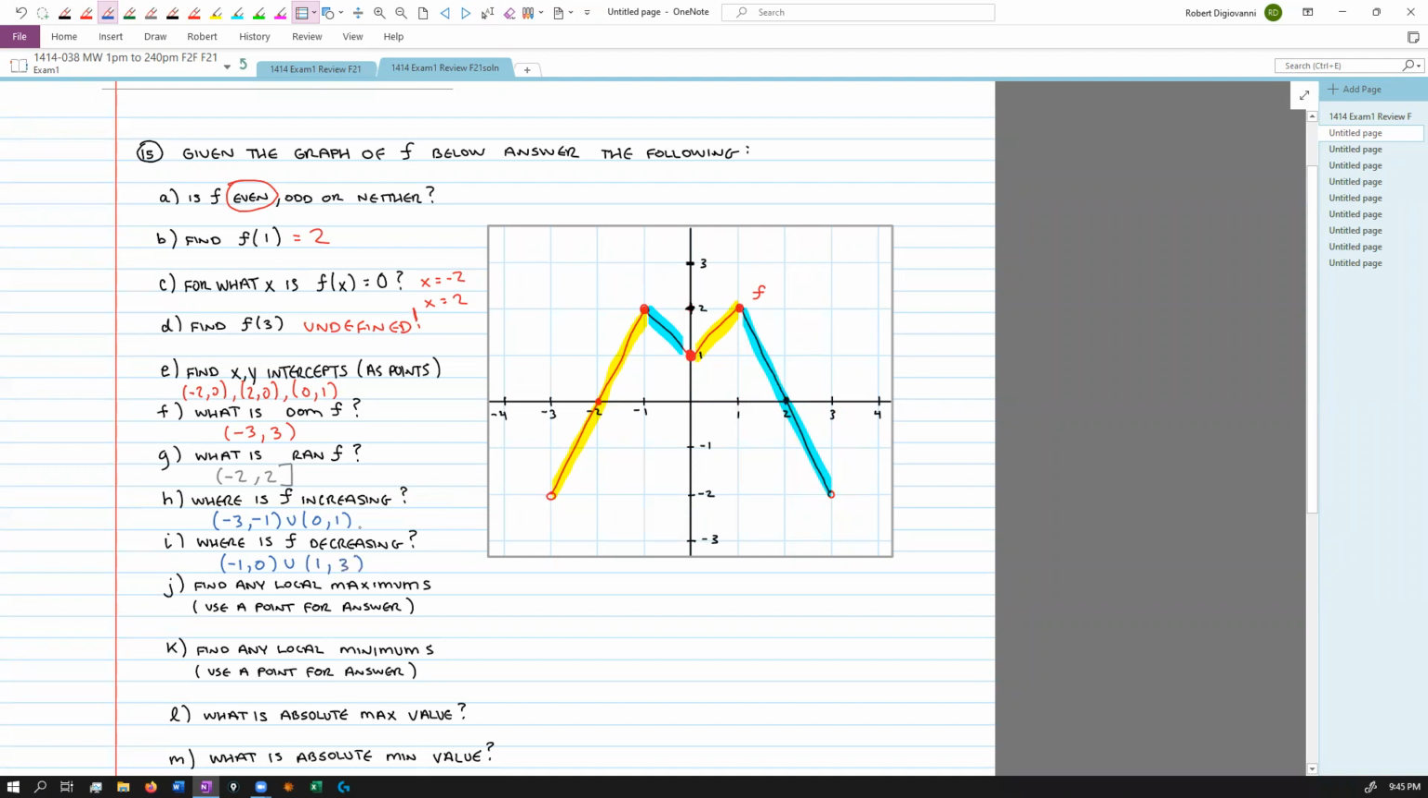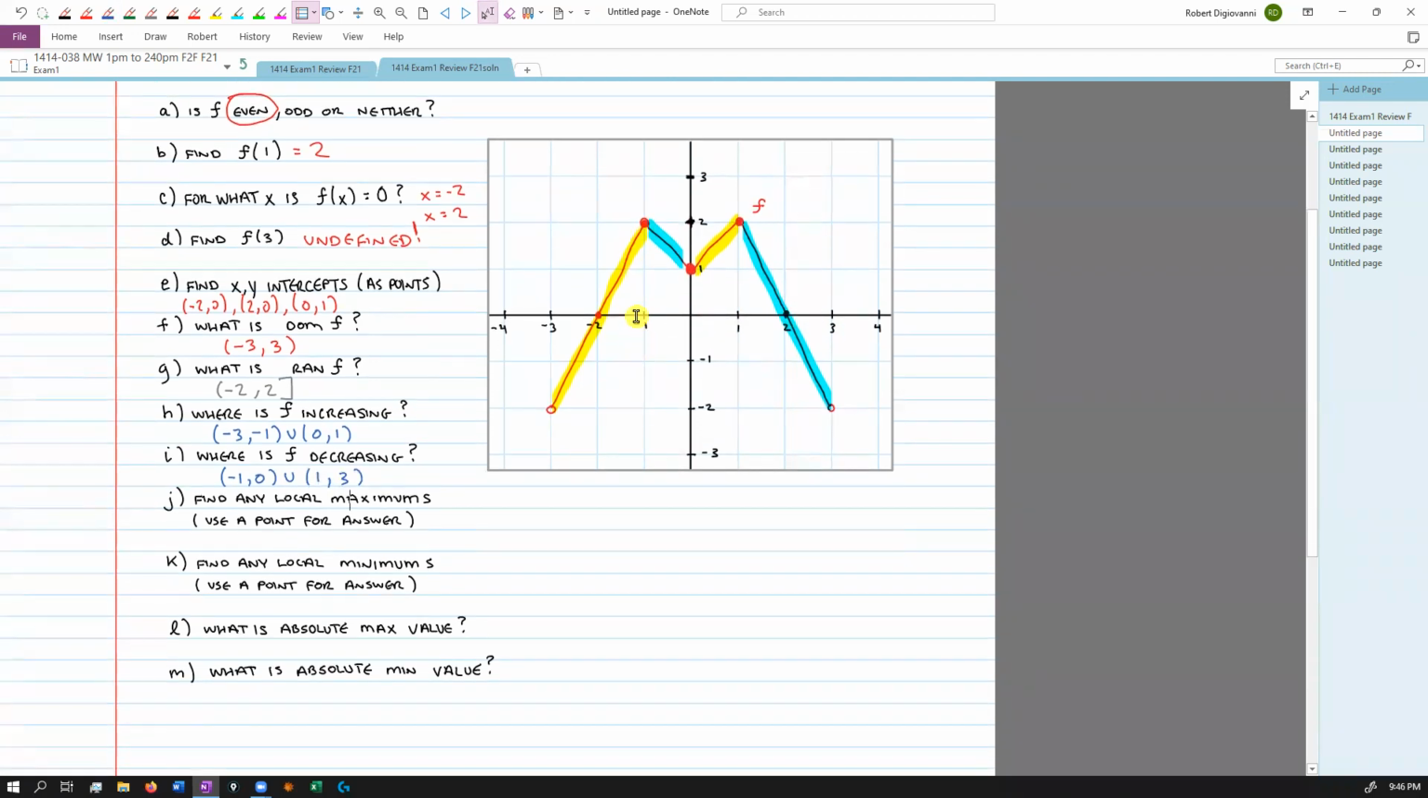All right, find any local maximums, use a point for an answer. So I have 2 local maximums. These 2 are local maximums, highest points in that little area. So the point is -1, 2. So I'm going to write as a point -1, 2. And the other one is at 1, 2. Now for local minimums, I have this point here is the lowest point. These 2 endpoints are not local minimums because there's an open circle, so you can get closer and closer, but never actually get to -2. So I can't say it's a minimum. So I only have 1 minimum, and it happens at 0, 1.